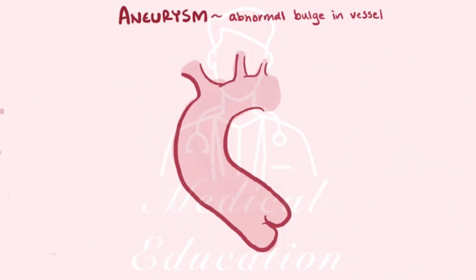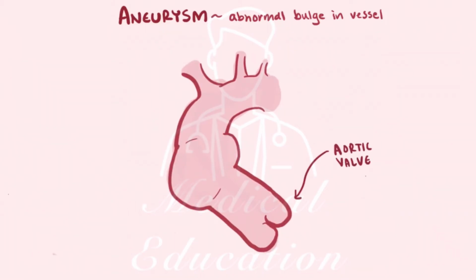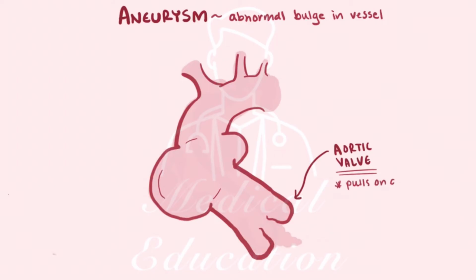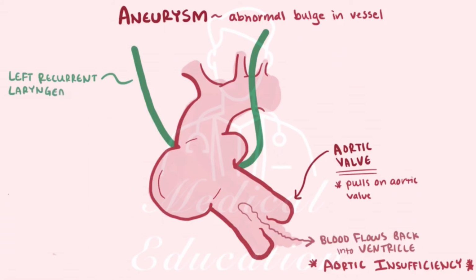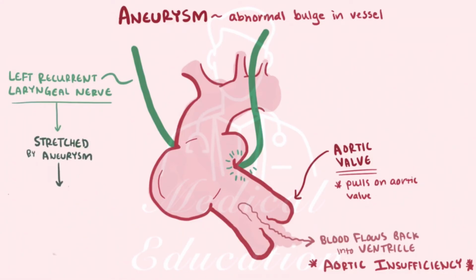In thoracic aneurysms specifically, a very serious complication can occur if the aneurysm is right above the aortic valve. As the aneurysm dilates, it pulls on the walls around the aortic valve, preventing the aortic valve from closing properly, and allowing blood from within the aorta to flow back into the ventricle during ventricular diastole. This particular condition is called aortic insufficiency and can also cause a high-pitched brassy-like cough because the left recurrent laryngeal nerve, which wraps around the aorta, is stretched by that expanding diameter of the aorta. I don't have an audio clip for that brassy cough sound, but it's pretty distinct when you hear it.